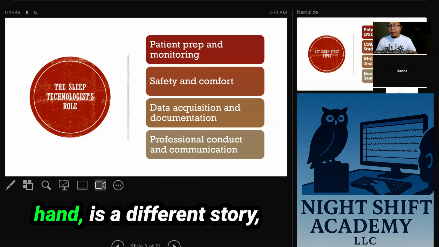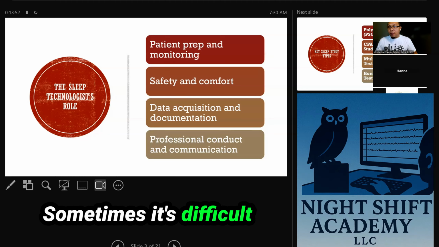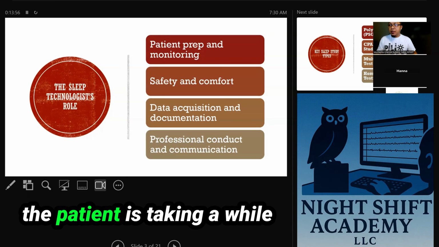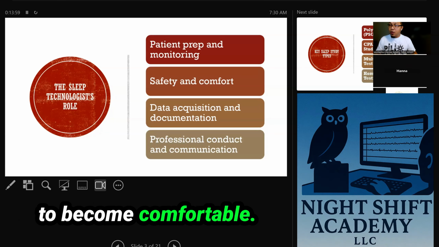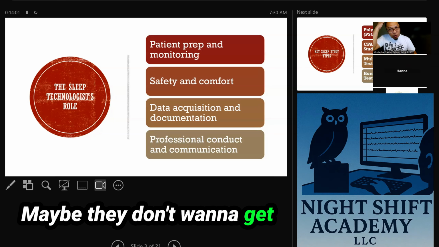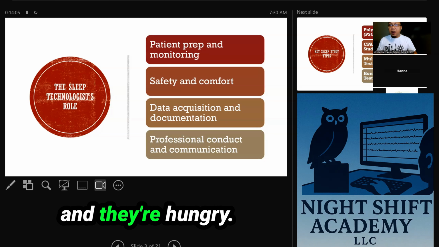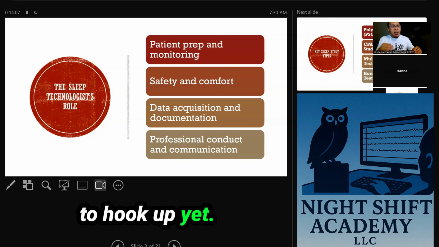Comfort, on the other hand, is a different story. Sometimes it's difficult because you're trying to finish your job, and sometimes the patient is taking a while to become comfortable. Maybe they don't want to get hooked up yet or wired up. Maybe they need to use the bathroom. Maybe they arrive and they're hungry. I don't want to hook up yet. Let me go eat.